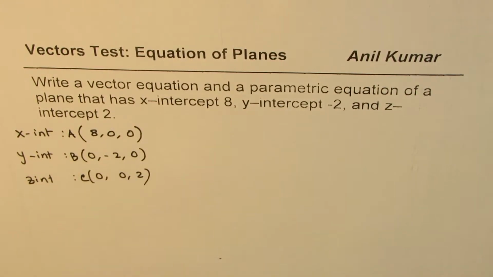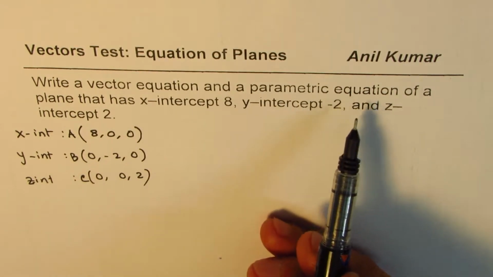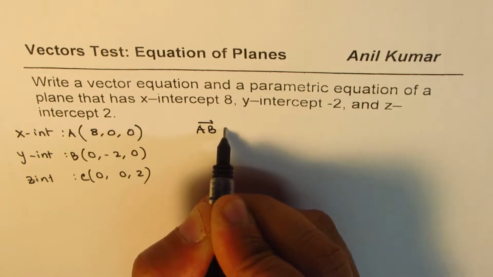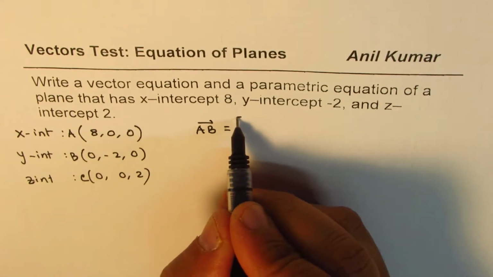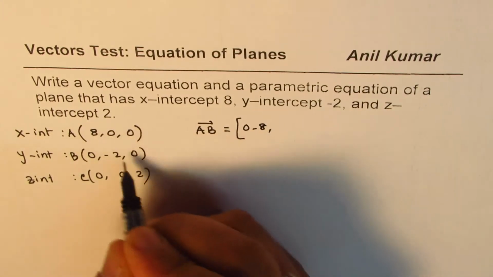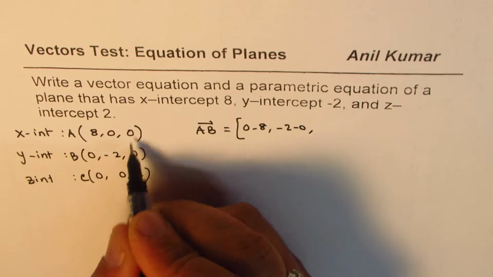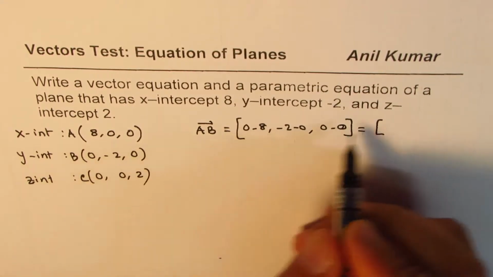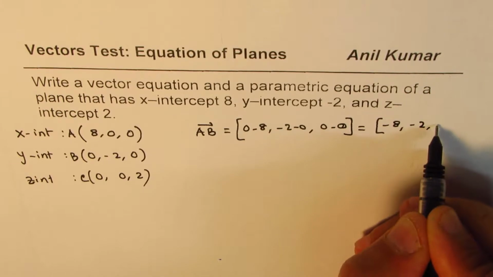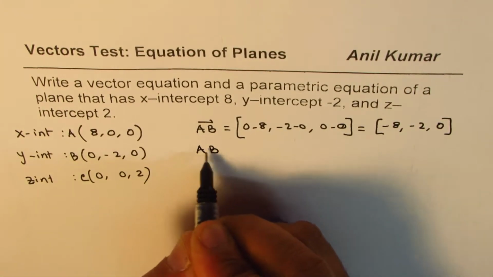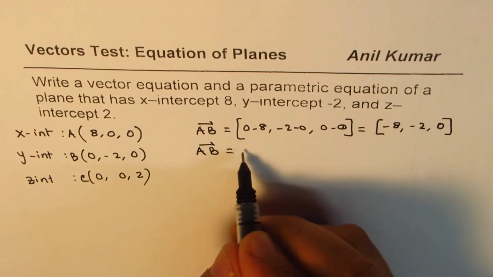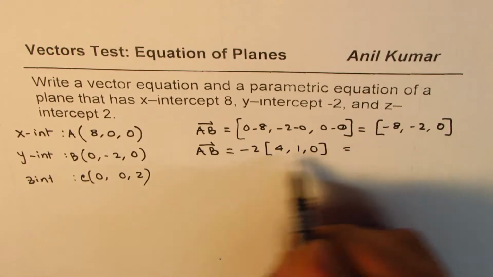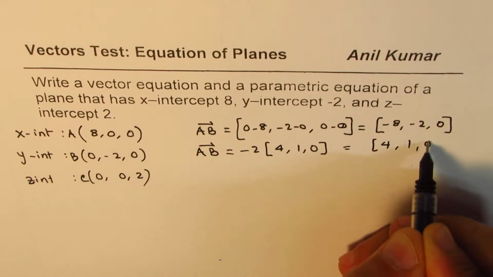Now these points will give us 2 directions, right? And 1 point, so we can get the vector equation. So let's find the direction AB first. AB will be equal to B minus A. So you could write this direction as (0 - 8, -2 - 0, 0 - 0), and that gives you the direction as (-8, -2, 0). You could write this in simplified form. You can factor out -2, and you can write this as (4, 1, 0). Or just the direction as (4, 1, 0). Okay, right.